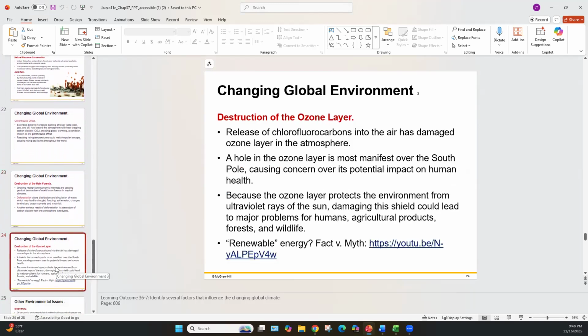All right, getting close here, folks. Changing global environment, destruction of the ozone layer. I kind of touched on this a minute ago. Release of chlorofluorocarbons into the air has damaged the ozone layer in the atmosphere. The hole in the ozone layer is most manifest over the South Pole, causing concern over its potential impact on Earth's health. Because the ozone layer protects the environment from ultraviolet rays of the sun, damaging this shield could lead to major problems for humans, agricultural products, forests, and wildlife.